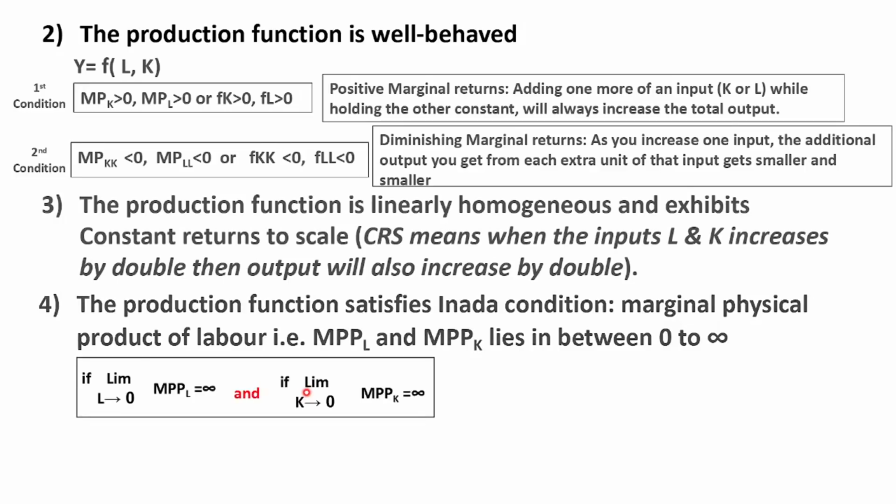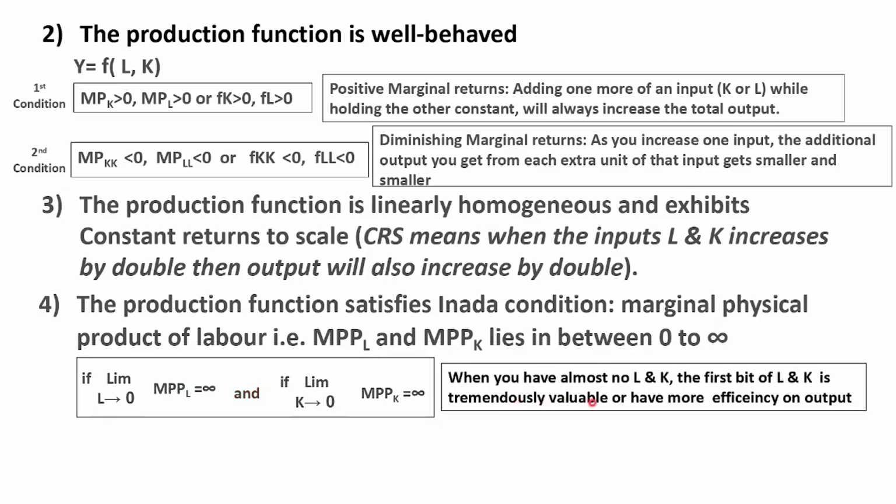Then what happens is, let's suppose the labor tends to 0 or capital tends to 0. This means when the firm is increasing the labor and capital inputs by very few units, then our production capacity will be increased infinitely. So when you have almost no labor and capital, the first bit of labor and capital is tremendously valuable, or has more efficiency on output.